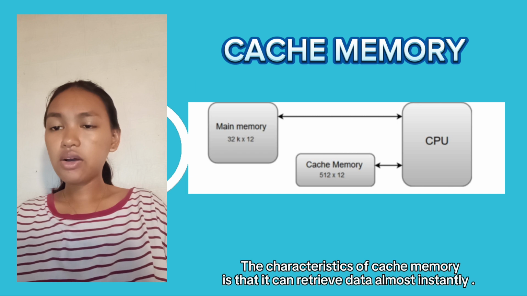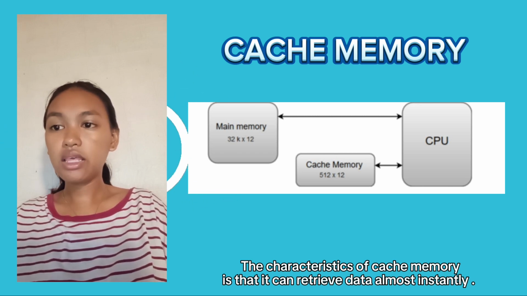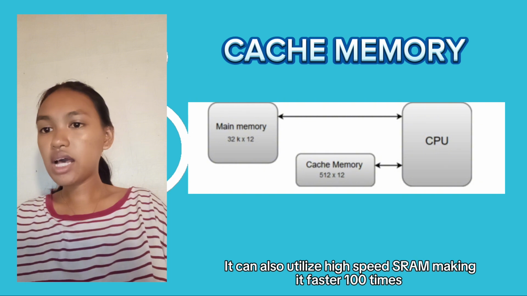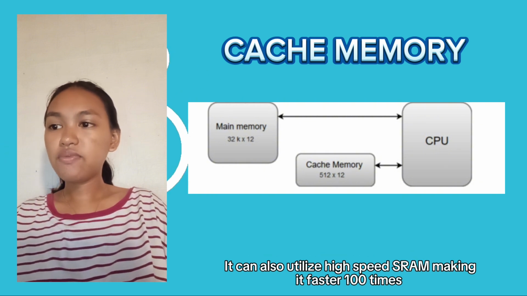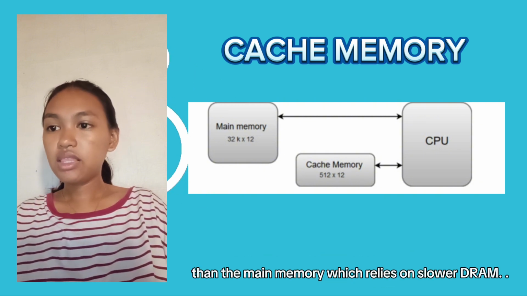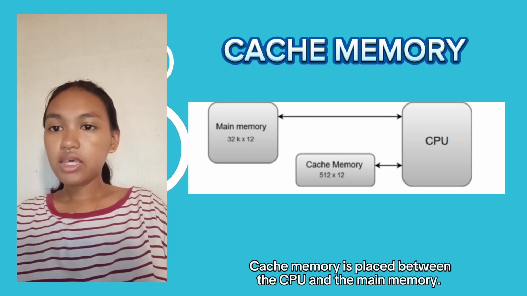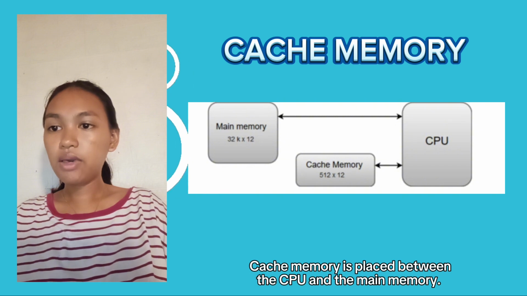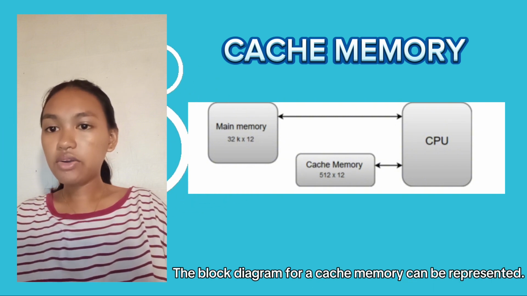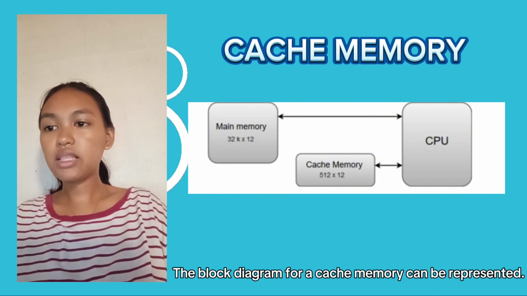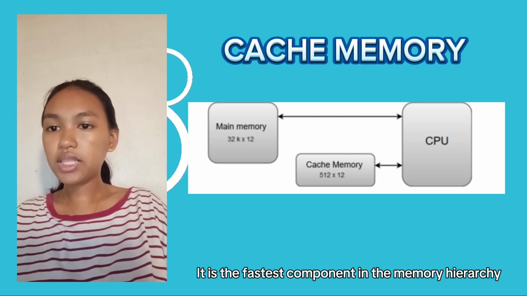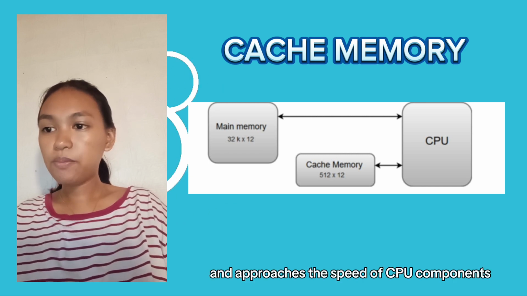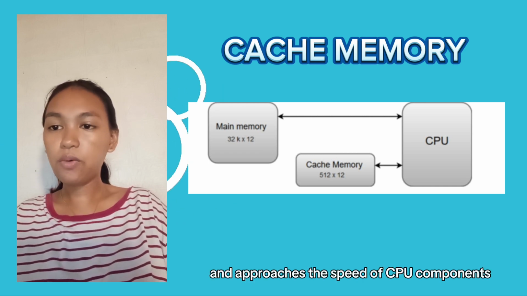The characteristic of cache memory is that it can retrieve data almost instantly. It can also utilize high-speed SRAM, making it 100 times faster than the main memory, which relies on slower DRAM. Cache memory is placed between the CPU and the main memory. The block diagram for cache memory can be represented. It is the fastest component in the memory hierarchy and approaches the speed of CPU components.